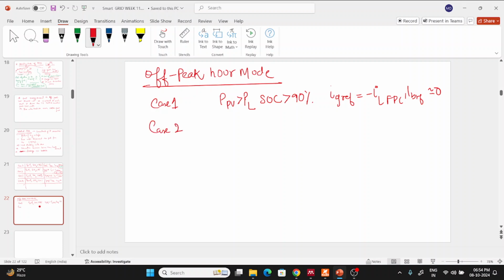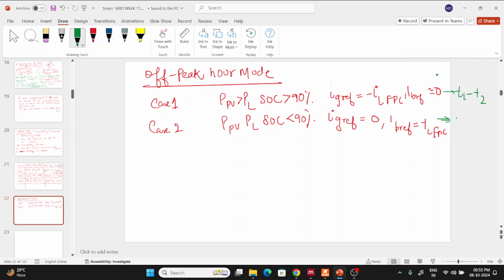Then another case is PPV greater than P_load and SOC less than 90%. Here I_grid_ref is equal to 0 and I_battery_ref is minus I_LFPC. This time corresponds to T1 to T2. This is the duration which corresponds to 0 to T1.